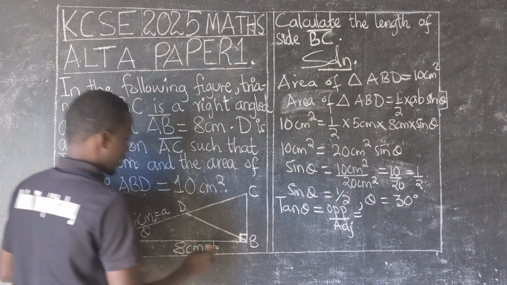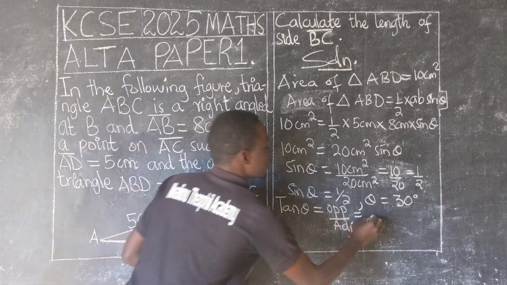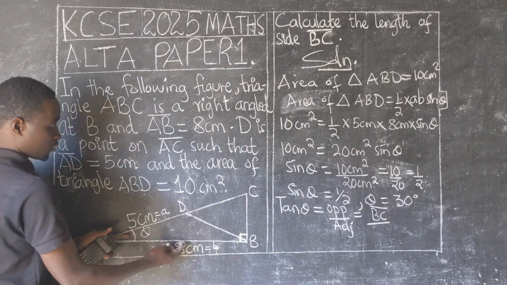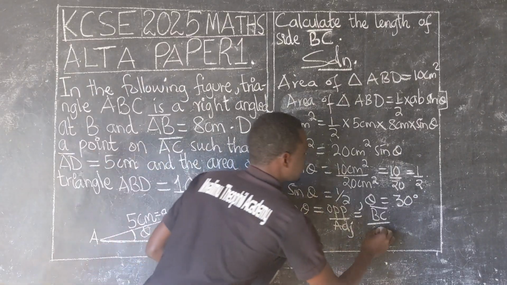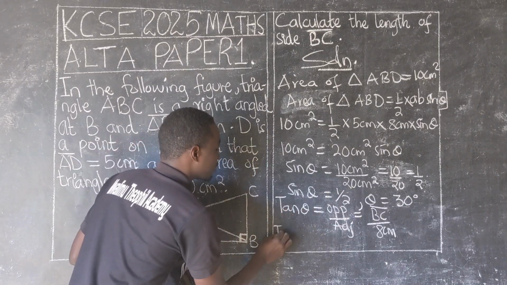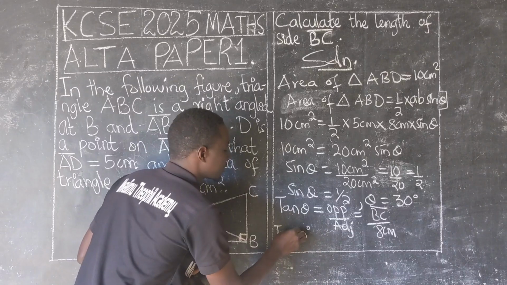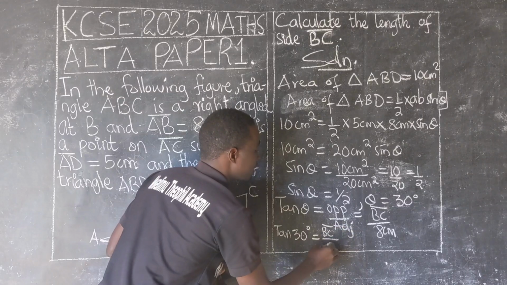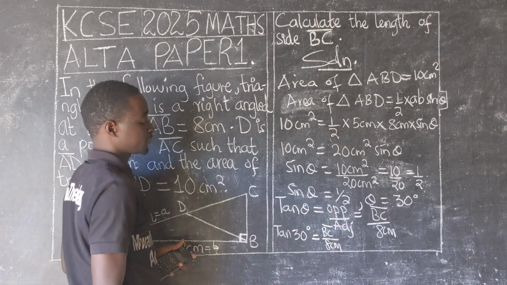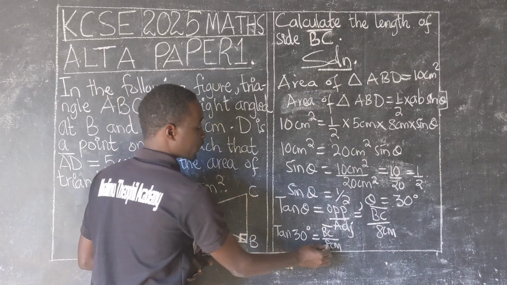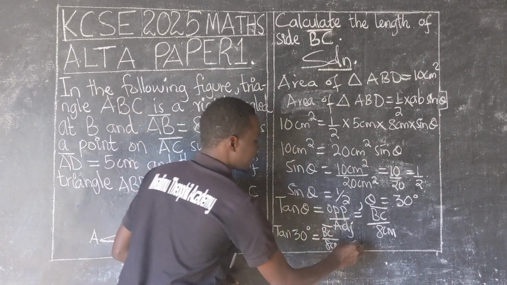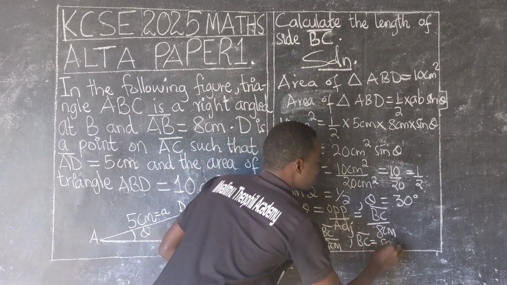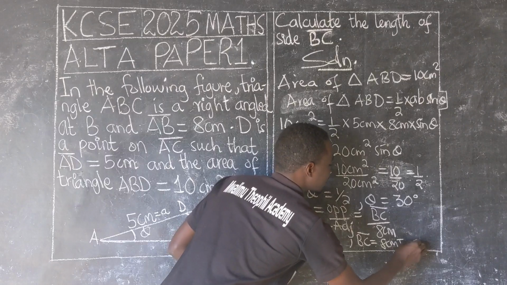Now, opposite to this angle is side BC, so it will be equal to BC divided by adjacent. Adjacent to this angle is this side, 8 cm. Now, tan theta is equal to tan of 30 degrees, as theta is 30 degrees, which will be equal to BC divided by 8 cm. Now, to get BC, BC will be equal to 8 cm times the tangent of 30 degrees.